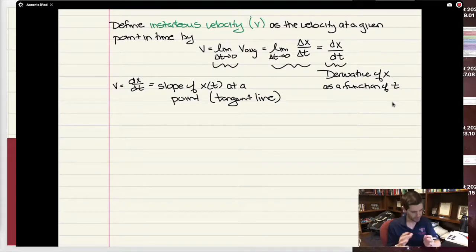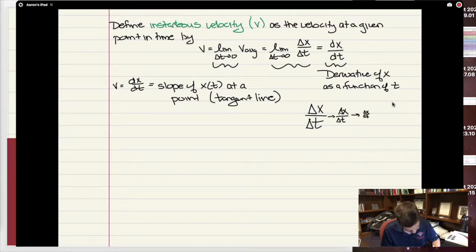In a calc class, you will go through the nitty-gritty proof details of how to define a derivative. For this, you can think of a derivative as: we started with some big delta x over some big delta t. We kept zooming in and in to some smaller delta x over delta t, and zoomed in even more. And that eventually becomes what we call the derivative of x as a function of t. So we're just looking at the displacement over smaller and smaller time intervals.